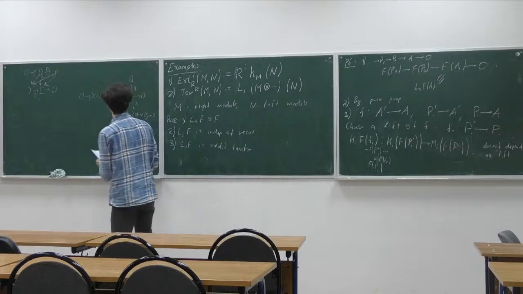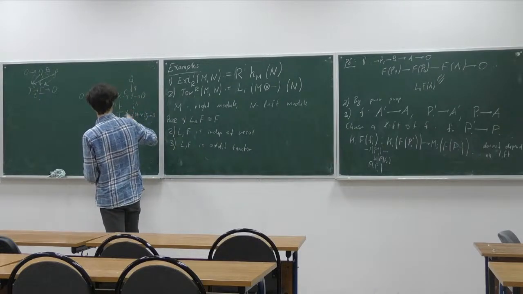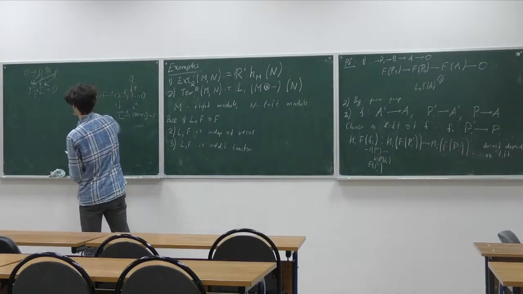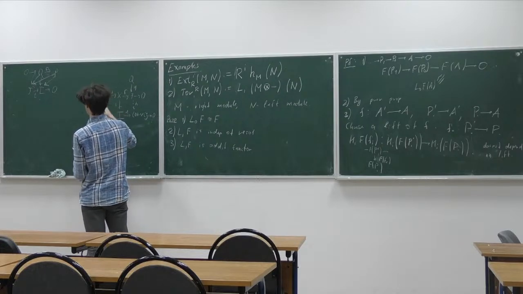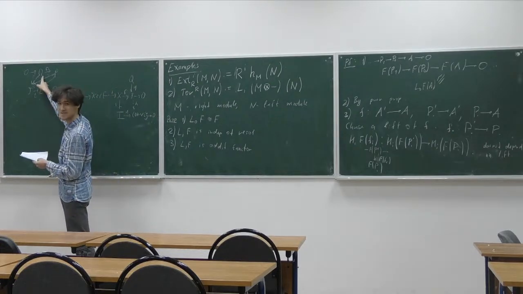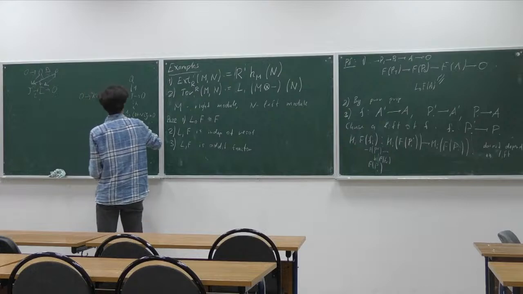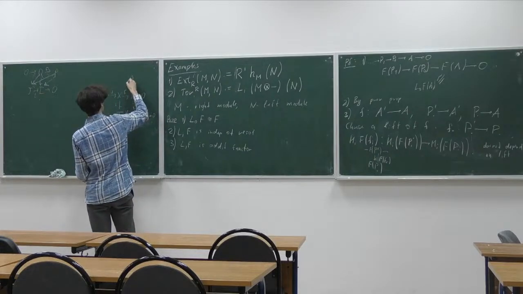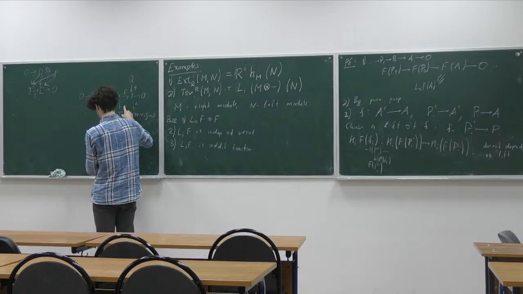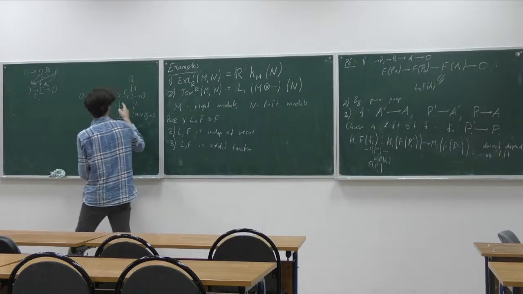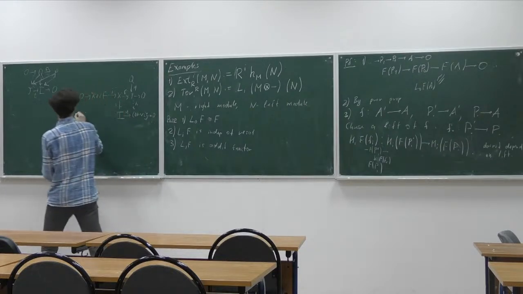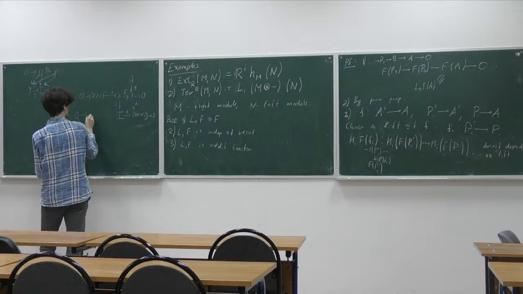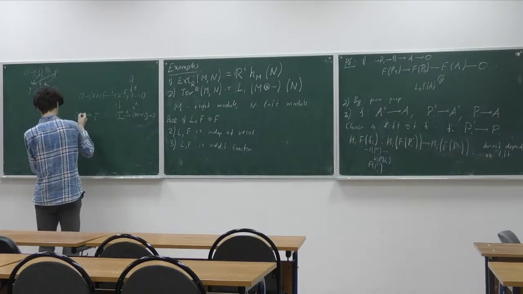Then we have this composition, and we can do it as before for Q, and Q is the same. We can have arrows there.